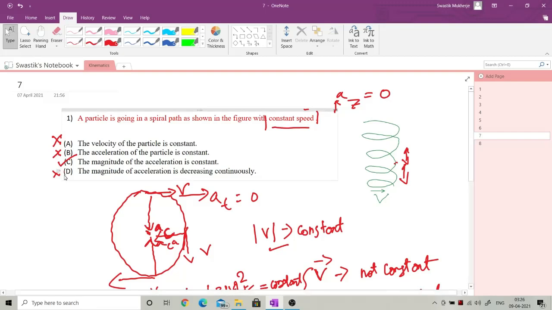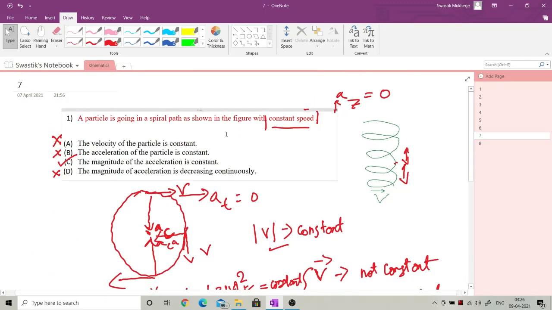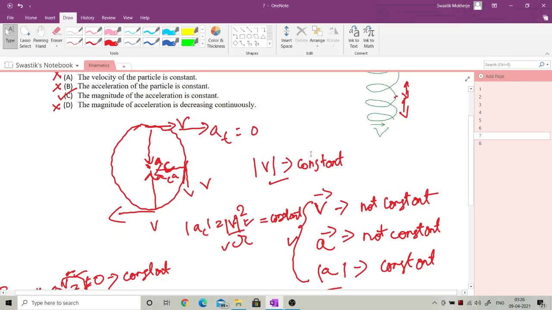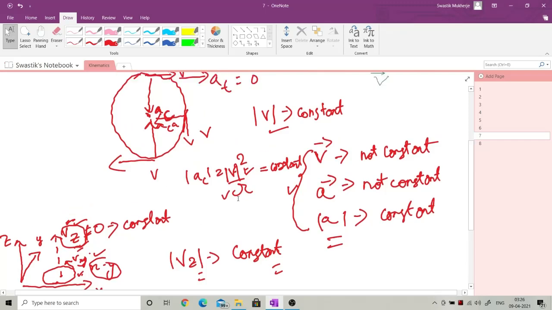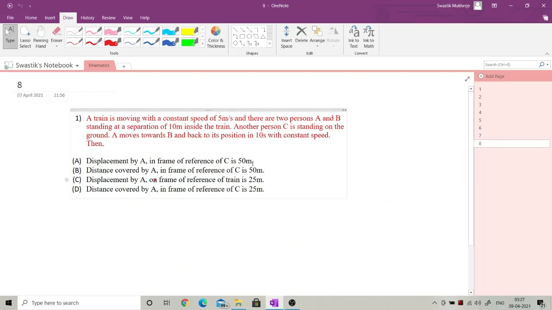So as you can see, this problem just basically checks if you know what your spiral is. The basic spiral, what is the basic spiral? And nothing else. So it may look very confusing, but if you know what a spiral is, it is not that difficult. So you should always have your concepts very clear for solving physics questions. Let's go to the next problem.